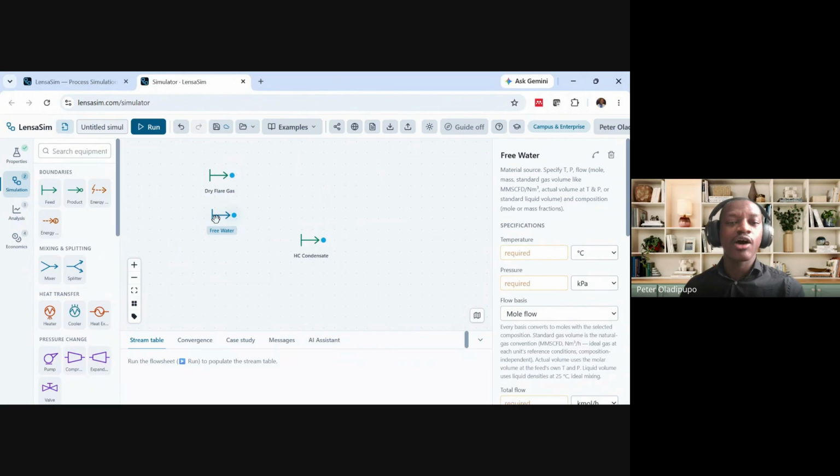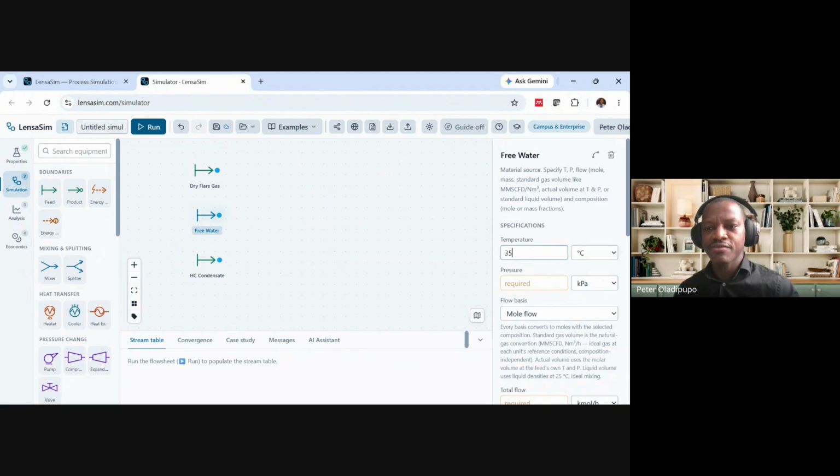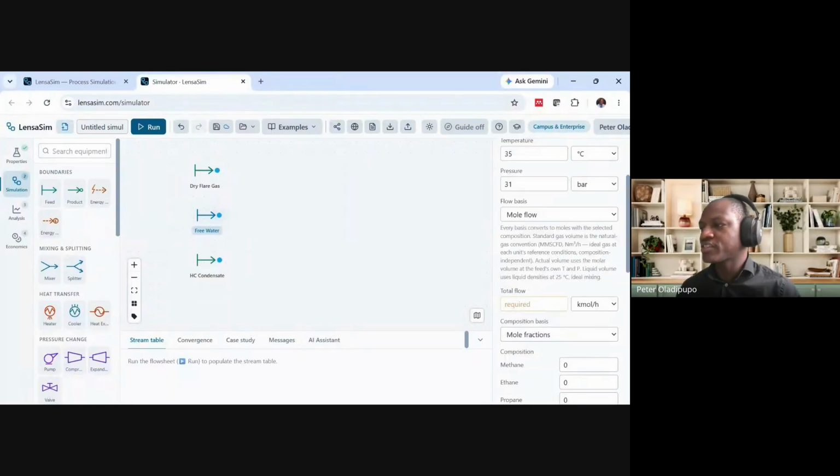Of course, it is expected that they are also coming in at the same condition, same temperature and pressure, but of course different flow rates. I have the data for that. So I'm going to specify the free water: a temperature of 35, pressure of 31 bar. Now we have it on a mass flow basis, at 500 kilograms per hour. You can always change the unit basis here.